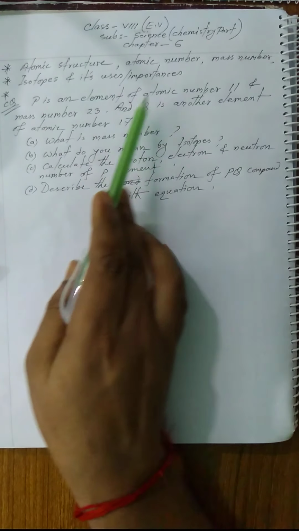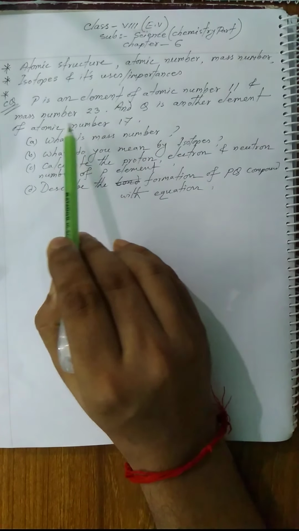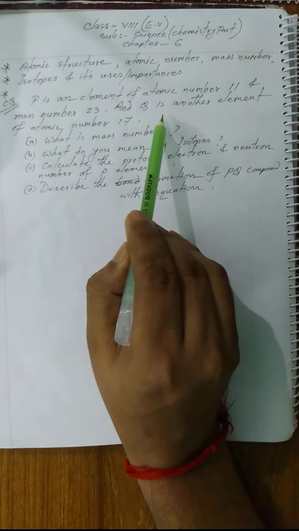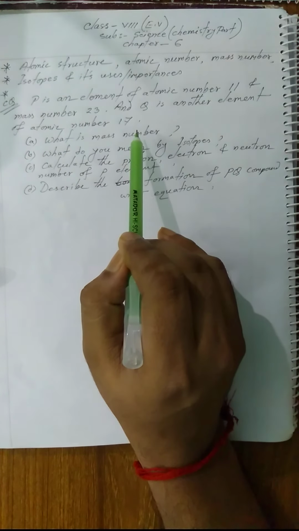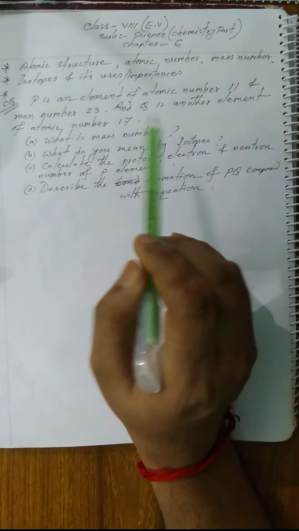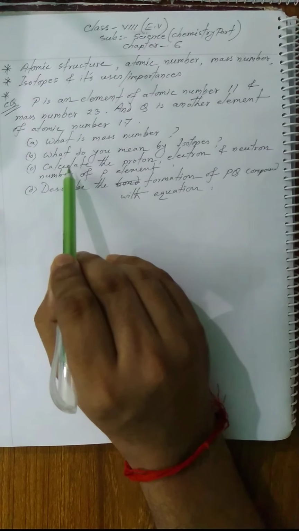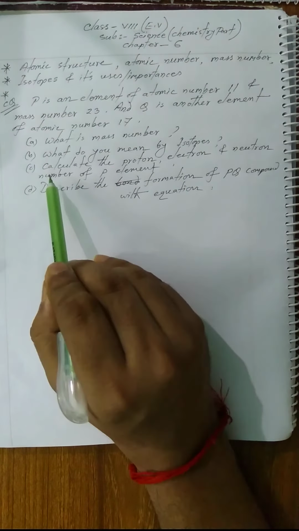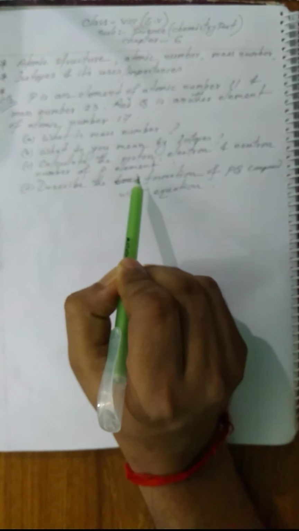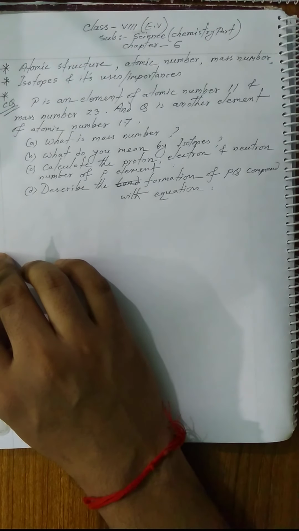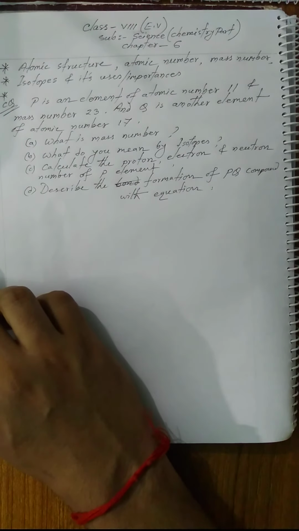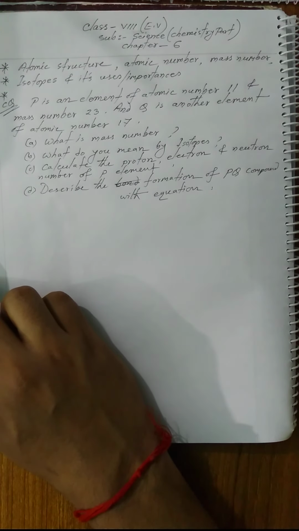P is an element of atomic number 11 and mass number 23, and Q is another element of atomic number 17. This is the stem of the creative question. Number A, what is mass number? Number B, what do you mean by isotopes? Calculate the proton, electron and neutron number of P element. Number D, describe the formation of PQ compound with equation.